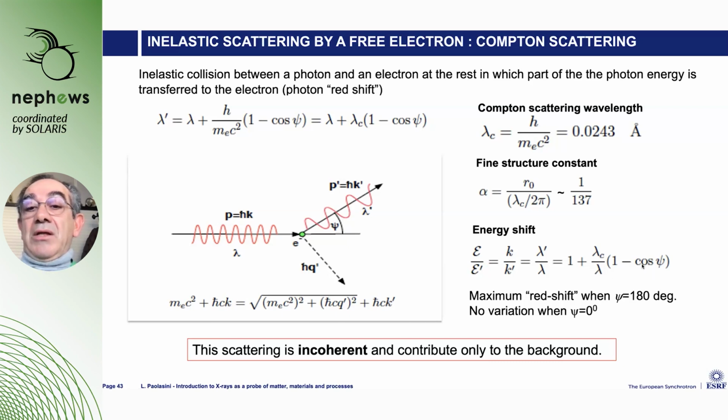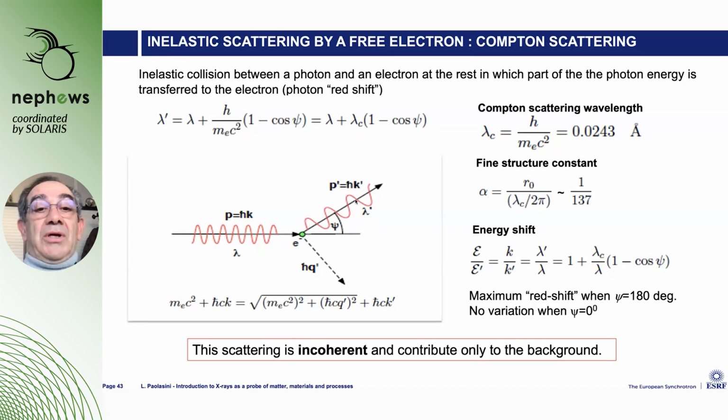We can see that the maximum energy shift, or if you prefer, the maximum red shift of the emitted photon, arises when psi is equal to 180 degrees. It is 0 when we are in the forward direction. So the Compton scattering is incoherent because the direction of emission of the electron is completely stochastic. The electron can go anywhere, and so can the photon.